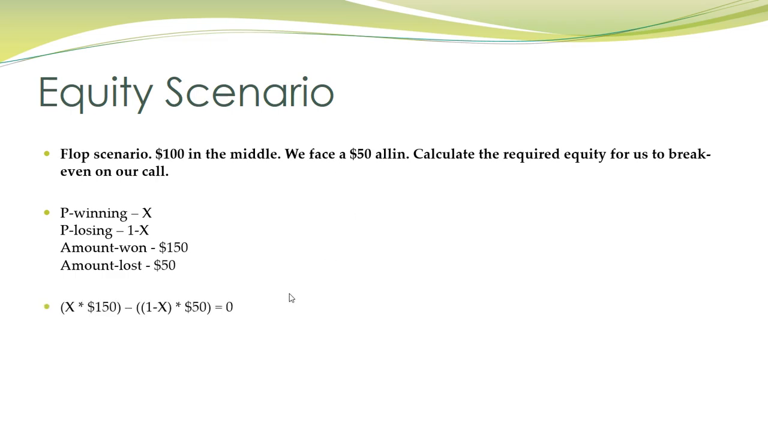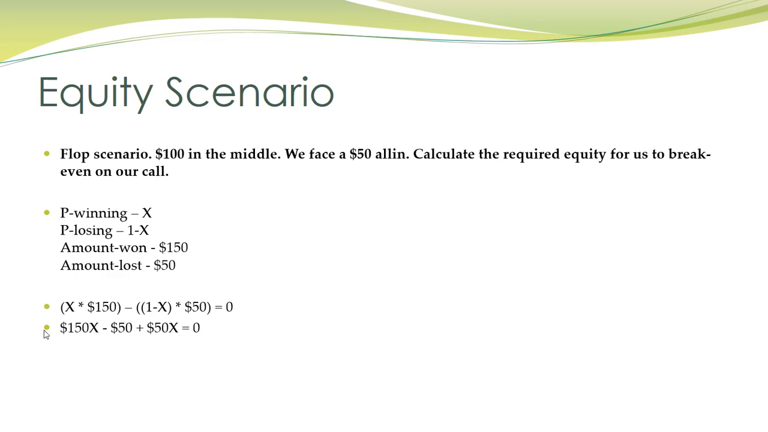We have our terms. Next step is to put the terms into the formula and set the formula to equal 0 because we know that at the break-even point our expectation is going to be 0. Multiply out the terms. We have 150x in the first bracket. The second bracket is going to be 50 and minus 50x. But because the entire bracket is being subtracted, that becomes minus $50 and plus 50x dollars equals 0.